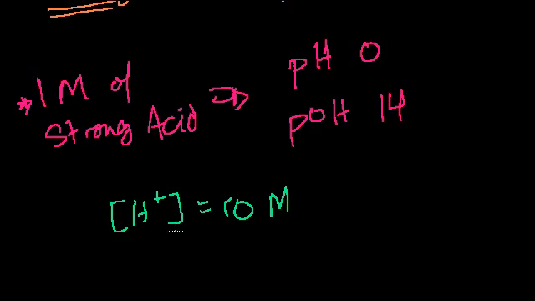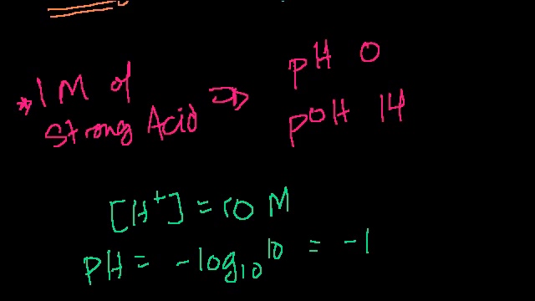So if you had 10 molar of a strong acid, and you apply that in an aqueous solution, what's your pH going to be? Your pH is going to be the minus log base 10 of 10. The log base 10 of 10 is 1. 10 to the first power is 10. So this is equal to minus 1. So you'd have a pH of minus 1 if you had 10 molar of, say, hydrochloric acid or nitric acid or anything like that.